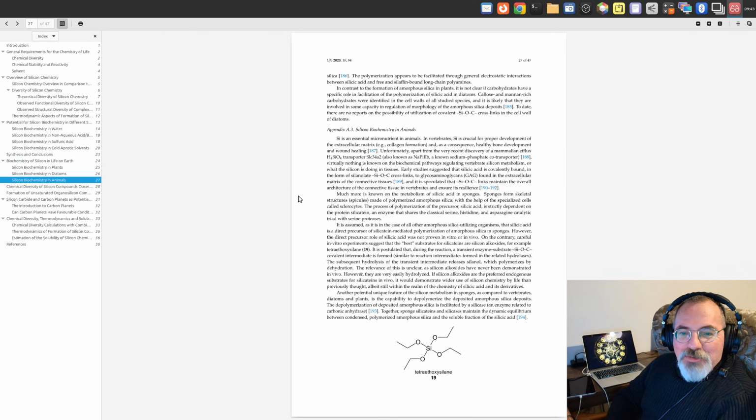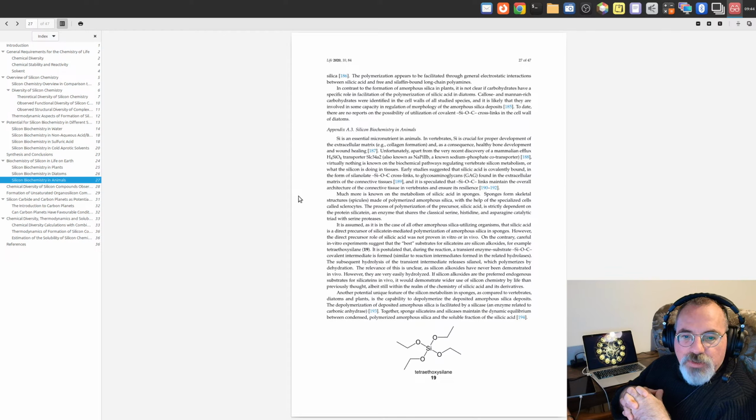Much more is known on the metabolism of silicic acid in sponges. Sponges form skeletal structures, spicules, made of polymerized amorphous silica with the help of specialized cells called sclerocytes. The process of polymerization of the precursor, silicic acid, is strictly dependent on the protein silicatein, an enzyme that shares the classical serine, histidine, and asparagine catalytic triad with serine proteases.